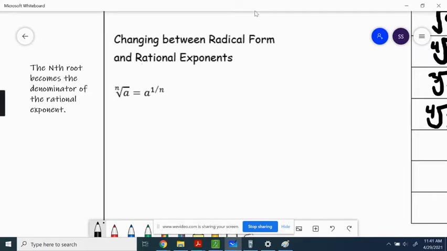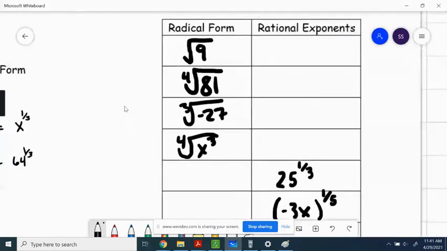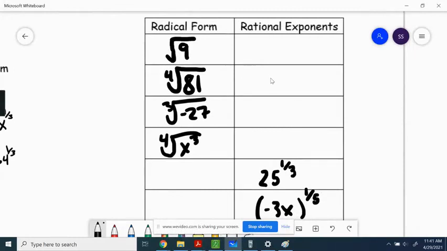So if we have the third root of x, we could write that out in terms of rational exponent as just x raised to the 1/3 power. Or if we had a number, let's do the third root of 64, we could write that out as 64 to the 1/3 power. Okay, so now let's look at going back and forth between these.